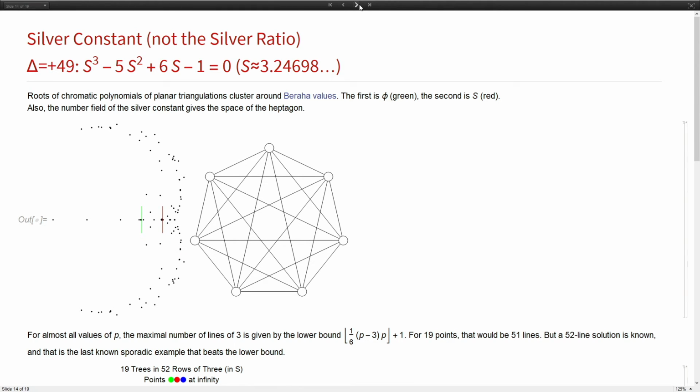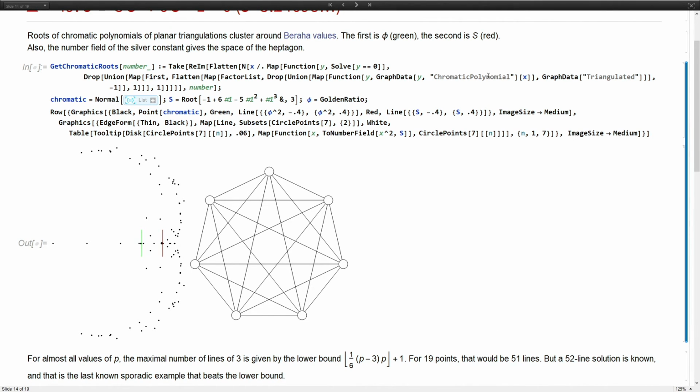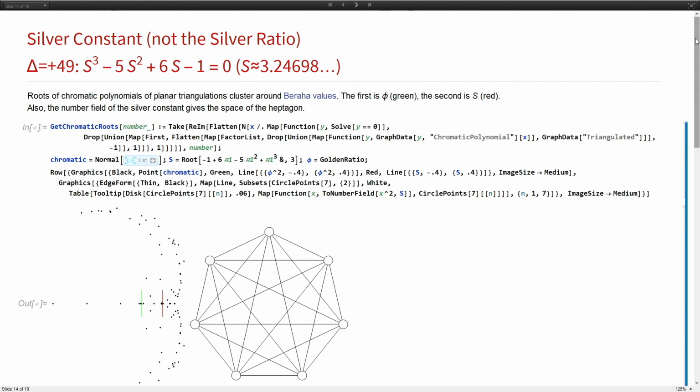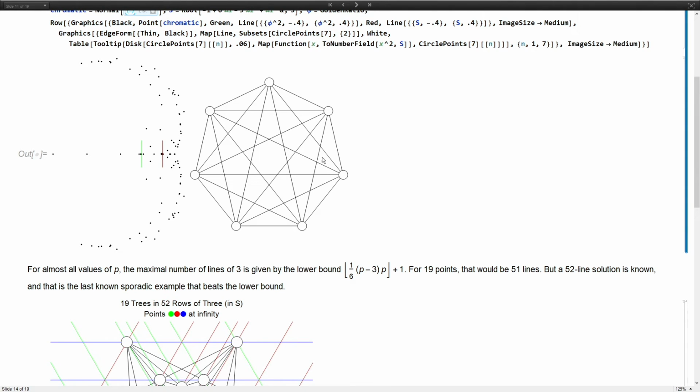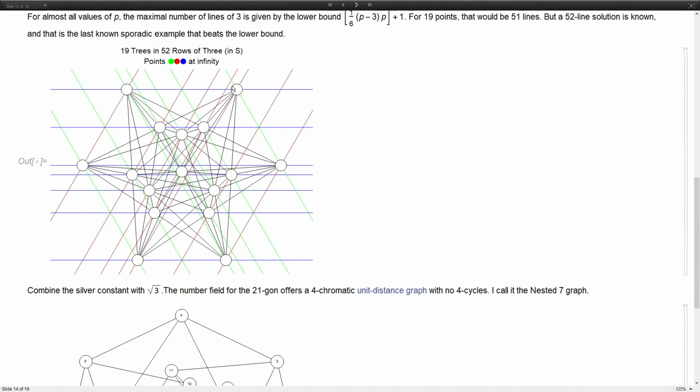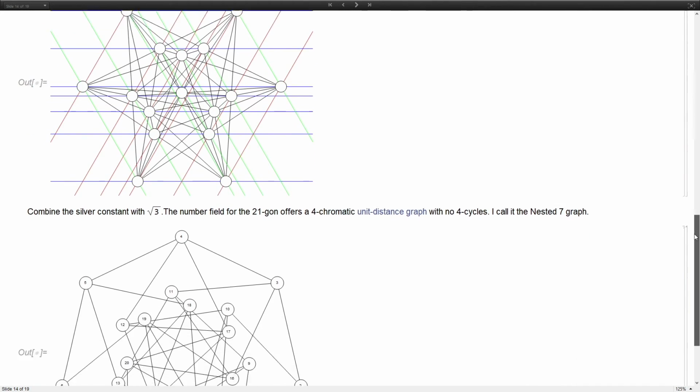The silver constant: if we take a look at triangulated graphs and look at their polynomials, you get these points here, and Berara noticed there were clusters around first the golden ratio in green, and this red value here, which is now called the silver constant, not the silver ratio. It's a different thing using silver. This is also the same space as the heptagon. The regular heptagon uses these values. The last sporadic 3-in-a-row solution uses these points, all in the space of the heptagon. I don't know why it uses the heptagon.